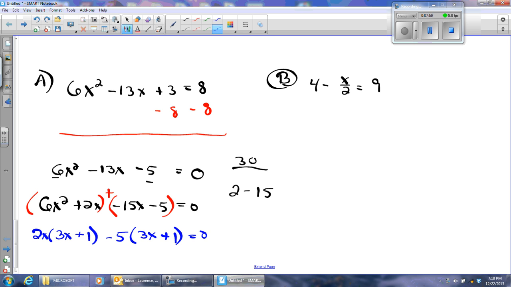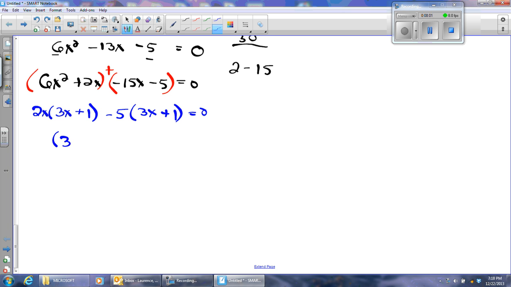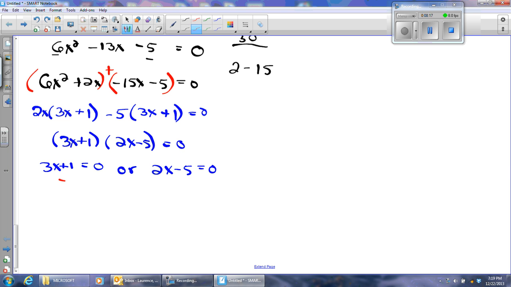One more GCF to do. Pull out the 3x plus 1, and 2x minus 5. And that'll equal 0. I'll solve 3x plus 1 equals 0, or 2x minus 5 equals 0. So I will subtract 1 from both sides. 3x equals -1. Divide by 3. X equals -1/3. That's one possible answer.